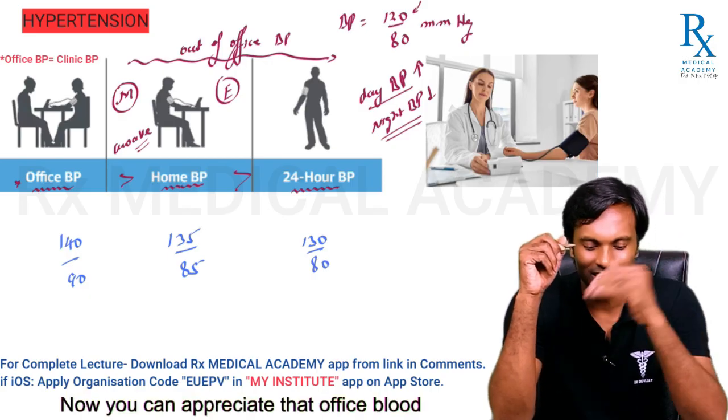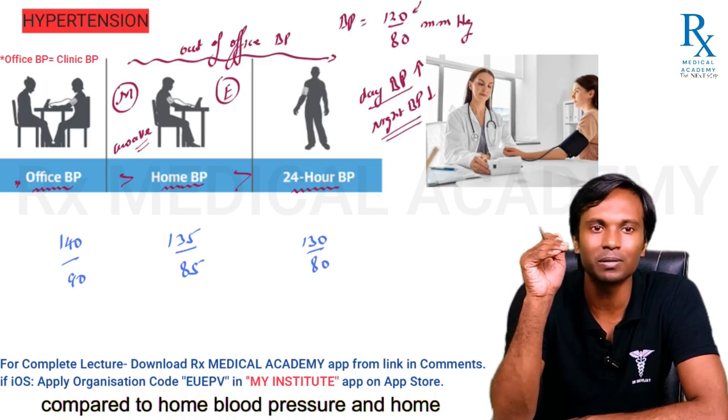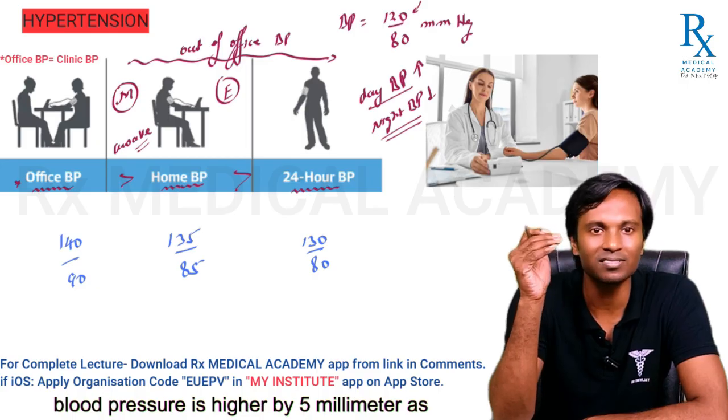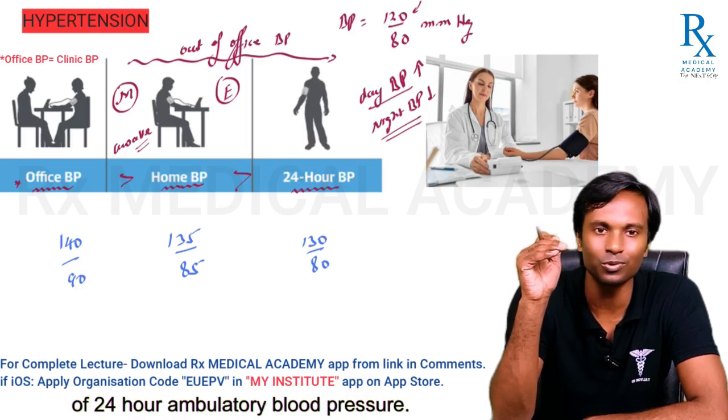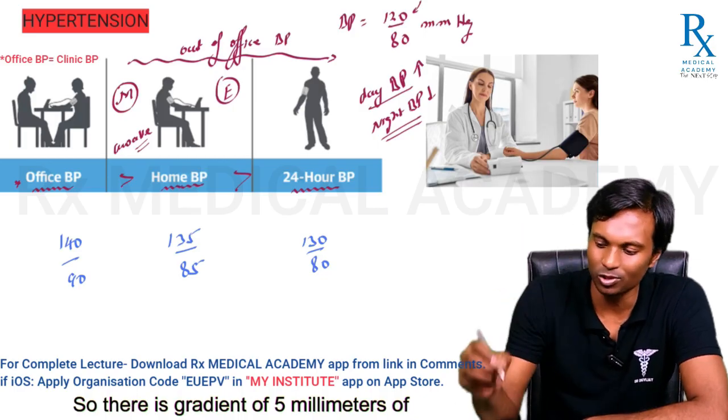Now you can appreciate that office blood pressure is higher by 5 millimeters as compared to home blood pressure, and home blood pressure is higher by 5 millimeters as compared to the average value of 24-hour ambulatory blood pressure. So there is a gradient of 5 millimeters of mercury.